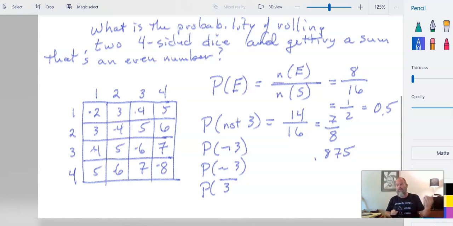So for the first one, we had the deck of cards that was already pre-done, right? We had that table out in front of us. We could look at it. In this case, we were just given the situation. We were told we had two four-sided die, and we had to make the table ourselves. So sometimes you have to organize things on your own.